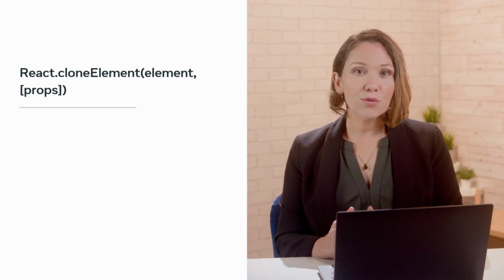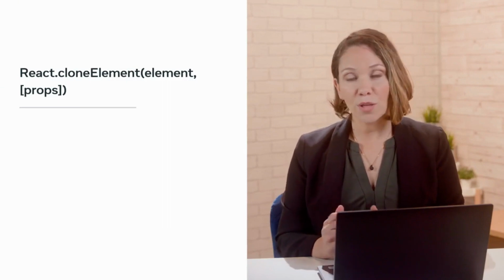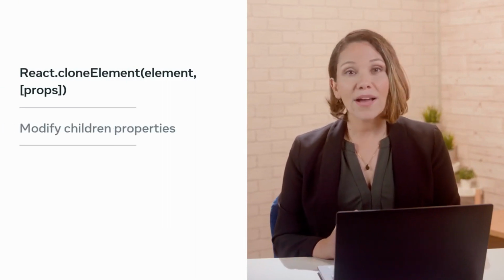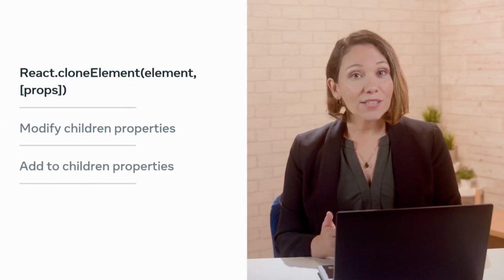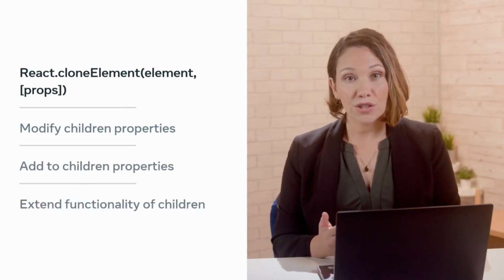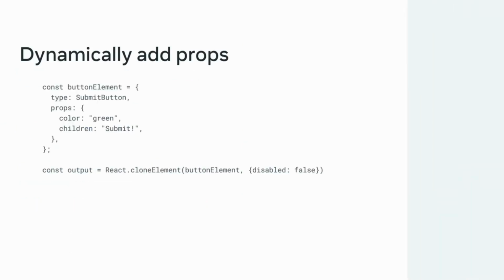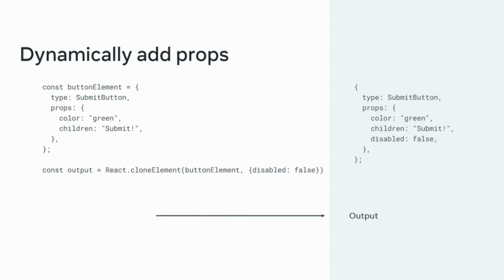This API is useful to allow a parent to perform the following operations. Modify children properties. Add to children properties and extend the functionality of children components. For example, you could add another prop dynamically to the submit button element illustrated before.